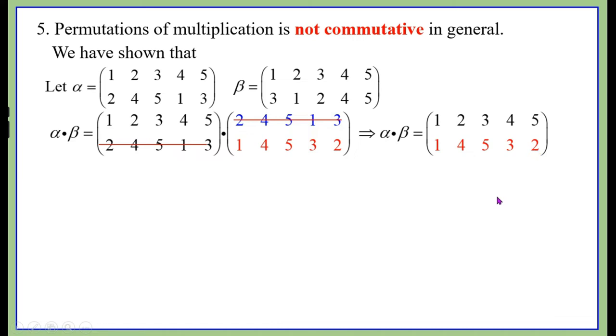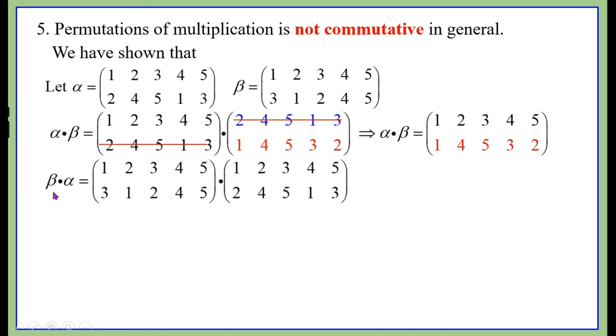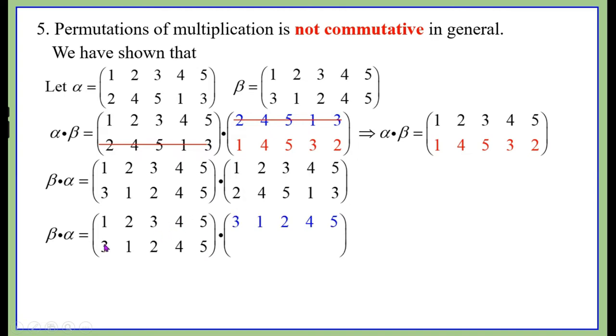Now let us find the value of beta into alpha. This is the permutation beta, and this is the permutation alpha. Now to get the product, normally we rearrange the columns of the second permutation, namely alpha here. We have to rearrange so that the first line of alpha is exactly the same as the second line of beta. Therefore, now we write 3, 1, 2, 4, 5.